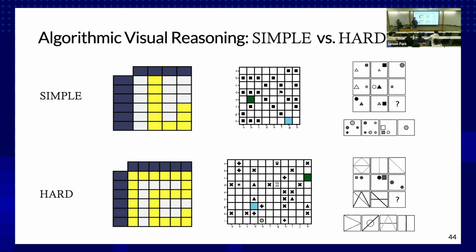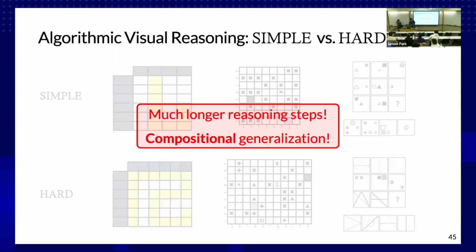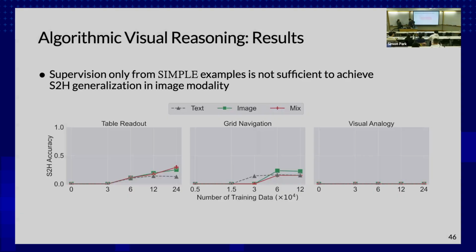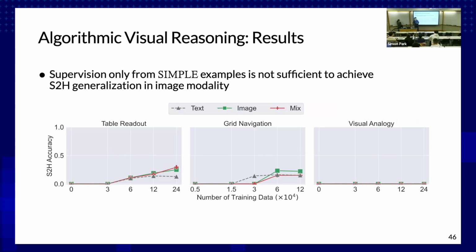Just as a recap, for this part, we will be considering all three of these tasks. These are different from the consecutive table readout because they require much longer reasoning steps, and they also require a lot of compositional generalization, so the model is unable to generalize even on the text format. So here we see that when we train only on simple examples, on text and image, we don't see any generalization happening. It's very bad.